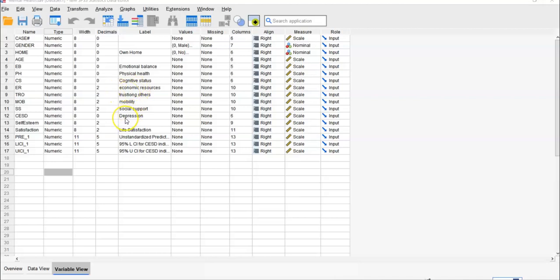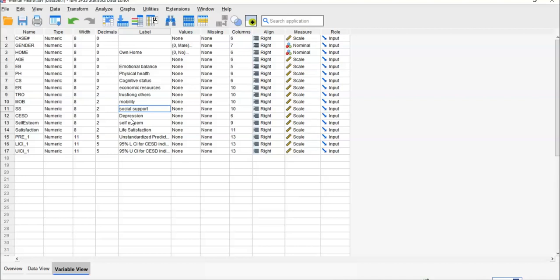So depression can be explained by emotional balance, but this time I can choose self-esteem. So this one is self-esteem. And then I also want to choose social support. Okay, so let's try the factors self-esteem, social support, and emotional balance, and see how they affect depression, and how depression can be explained. So this is our task for multiple regression today.